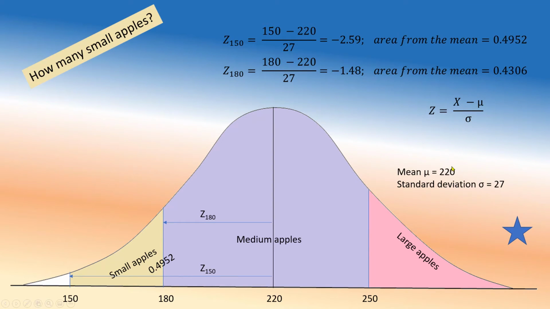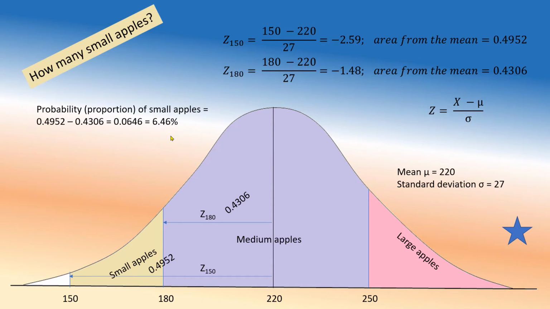0.4306, 0.4952. So basically what we are saying is that the area from 220 to 150 is 0.4952, and from 220 to 180 is 0.4306. So what will be this area for small apples? This one. Well, obviously it will be a difference of this one, this minus that. And we are done. The area of small apples is 0.4952 minus 0.4306 equal to 0.0646, 6.46%. And how many apples do we have? Well, you can say 6.46% of the apples are small apples. Out of how many? 4,500. So 291 apples are in this category.